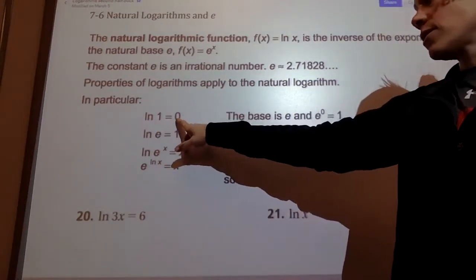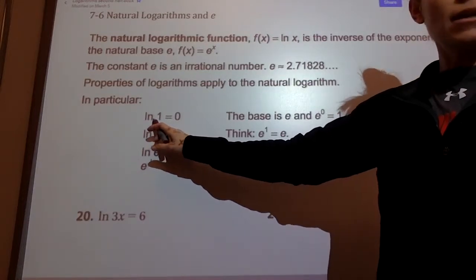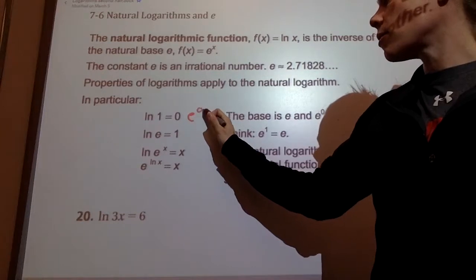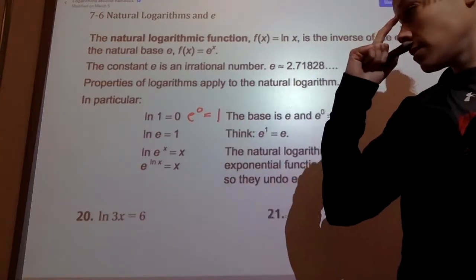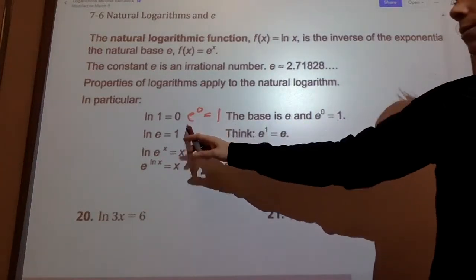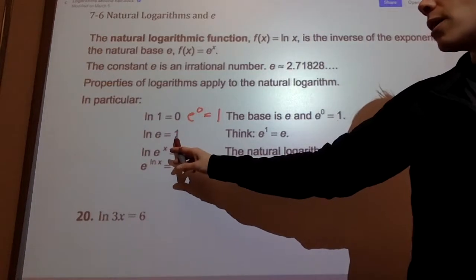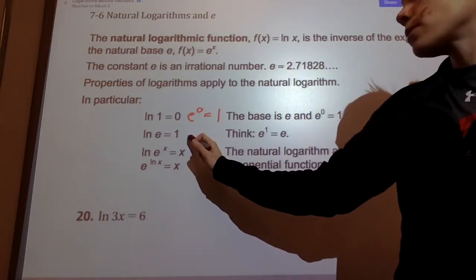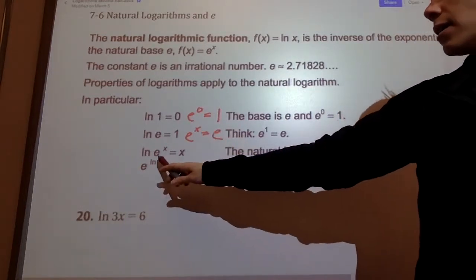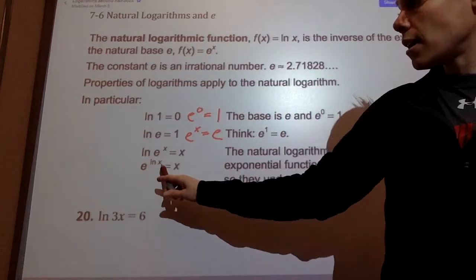natural log of 1, of course, is 0, because what's the base here? e, right? If I converted this to exponential form, I'd say e to the 0 power is 1. Right? That's the only way that would work. If I have natural log of e, that's always 1, because e to what power is e? It has to be 1. And then ln of e to the power of x is x, and e to the ln x is x.